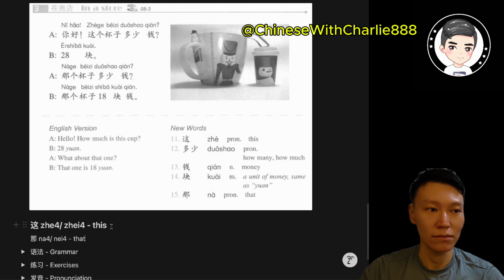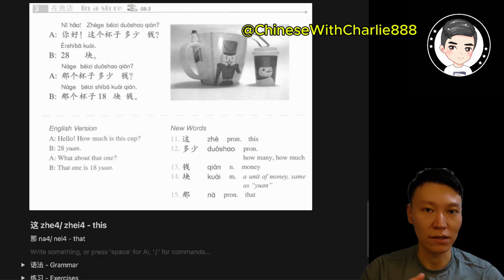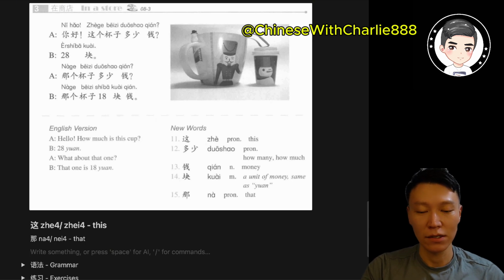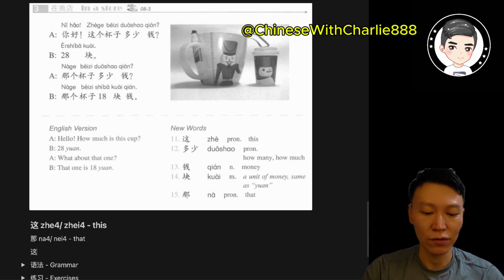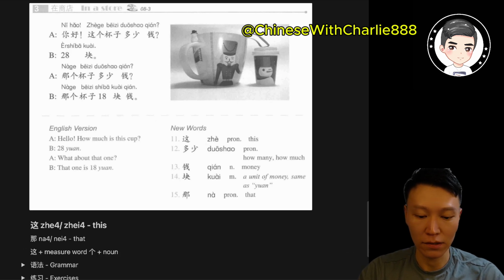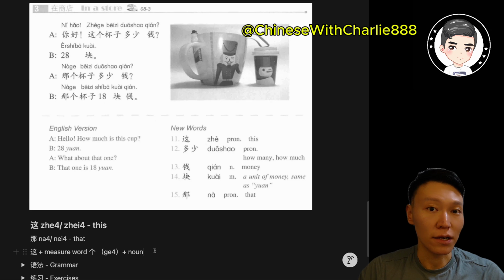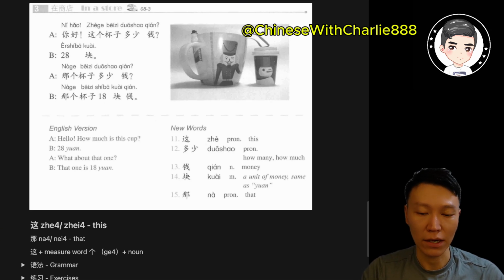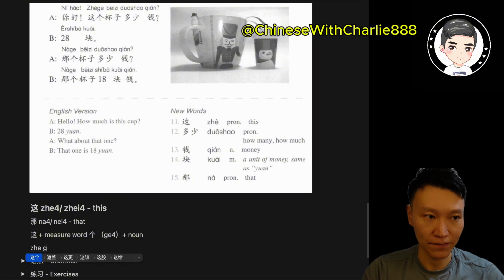So since 这 means one, that's why when we talk about something using 这, we have to use a measure word and then a noun. Like I mentioned, most of the time we use 个 for different nouns, but of course we also have many different measure words for different nouns. But for now we only need to know 个. So we say 这个 or 这个. Yeah, they're both correct.